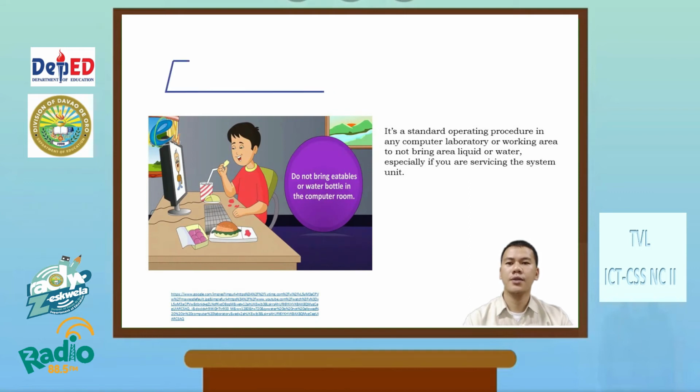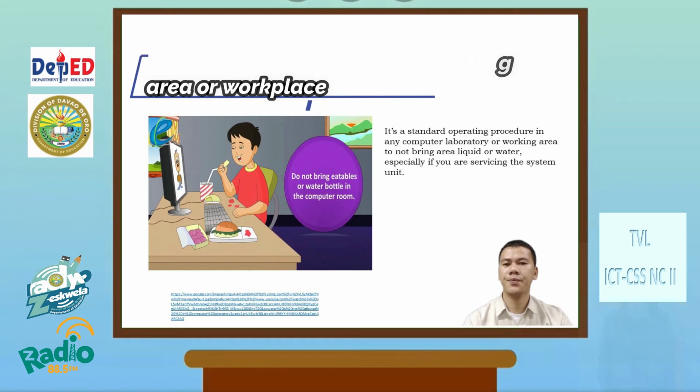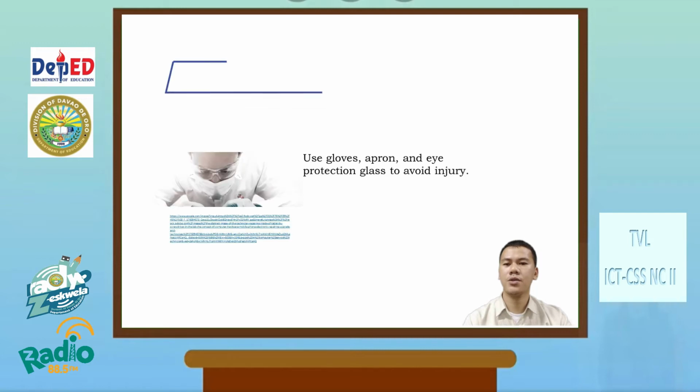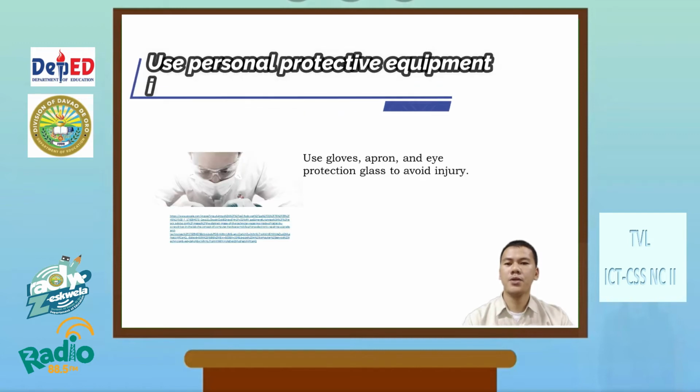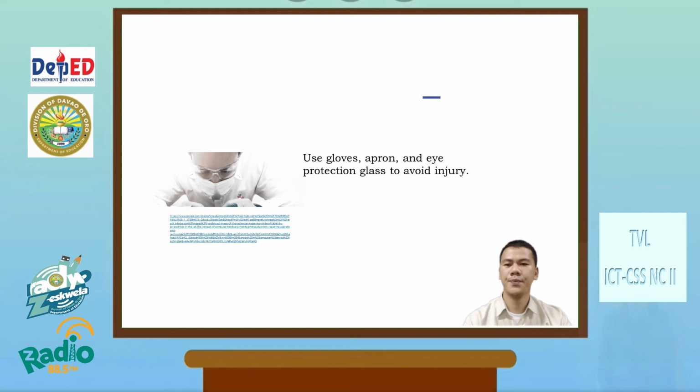G. Take away any liquid in your working area or workplace. It is a standard operating procedure in any computer laboratory, most especially in the working area, not to bring any liquid or water, especially if you're servicing the system unit. H. Use personal protective equipment in accordance to the job requirement. Use gloves, computer apron, and eye protection glass to avoid injury.